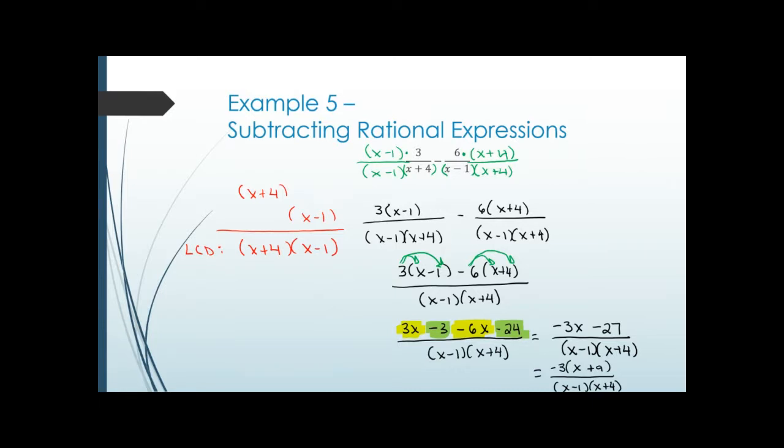Once you factor, then you look to see if there's anything you can cancel, if there's anything in parentheses that's the same on the top and the same on the bottom. In this case, we don't have anything in common because we don't have an x minus 1 or an x plus 4 on the top of the fraction, and we don't have an x plus 9 in the bottom. So we can't cancel anything. We can't simplify further. So that's when you're done. So that is your final answer.